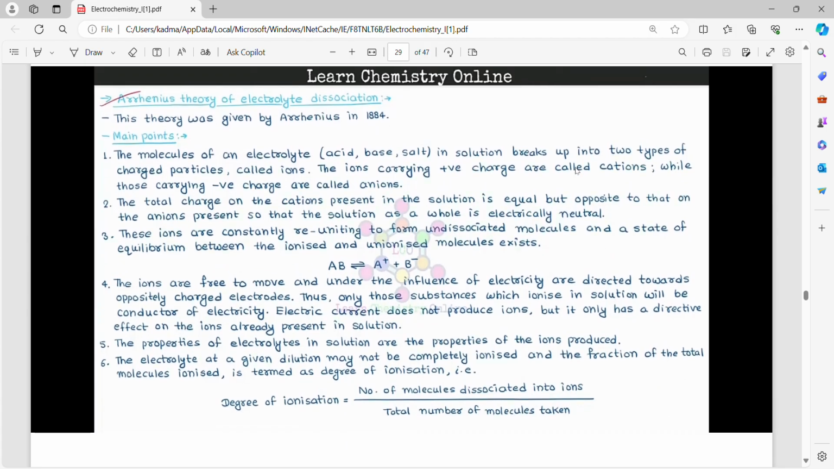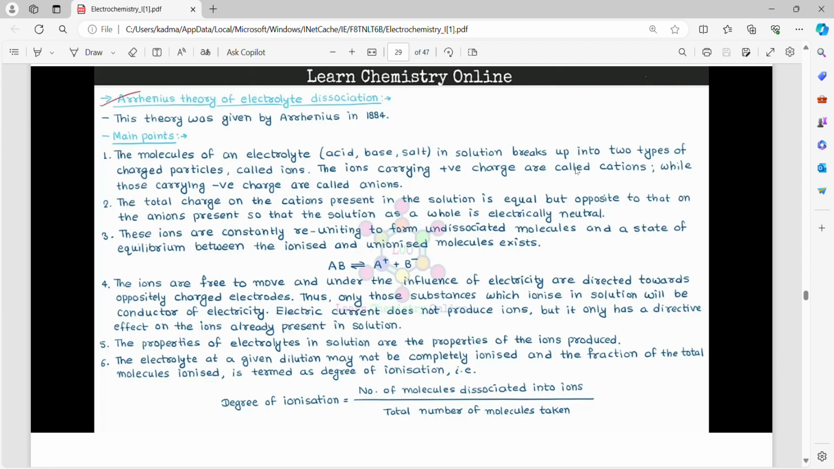Arrhenius theory of electrolyte dissociation. This theory was given by Arrhenius in 1884. Main points: the molecules of an electrolyte in solution break up into two types of charged particles called ions. The ions carrying positive charge are called cations, while those carrying negative charge are called anions.